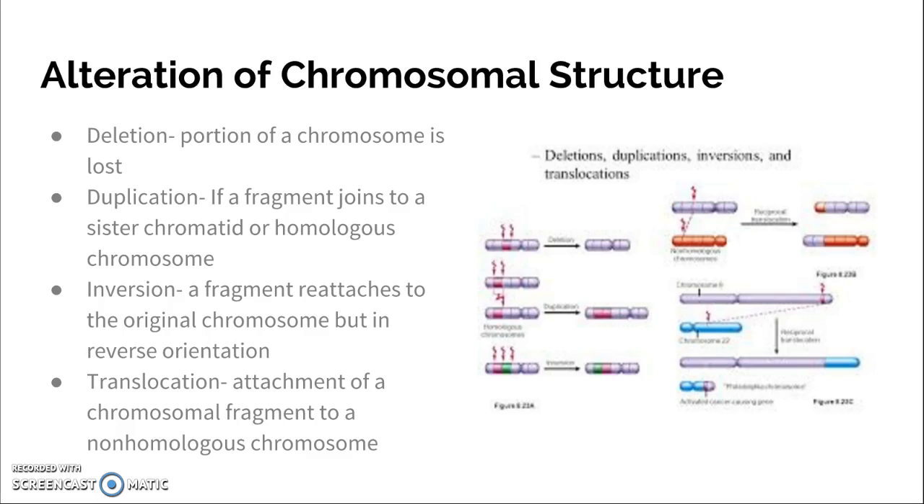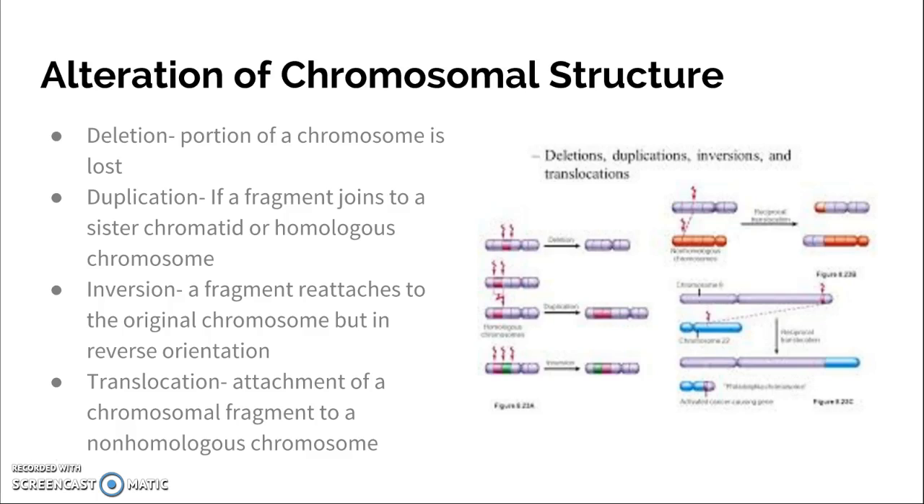Alteration of chromosomal structure is another thing we look at with chromosomal abnormalities. These can be deletions, duplications, inversions, and translocations. A deletion is when a portion of a chromosome is lost, and this can be an autosome or a sex chromosome, and you're going to lose that part of the genetic material.